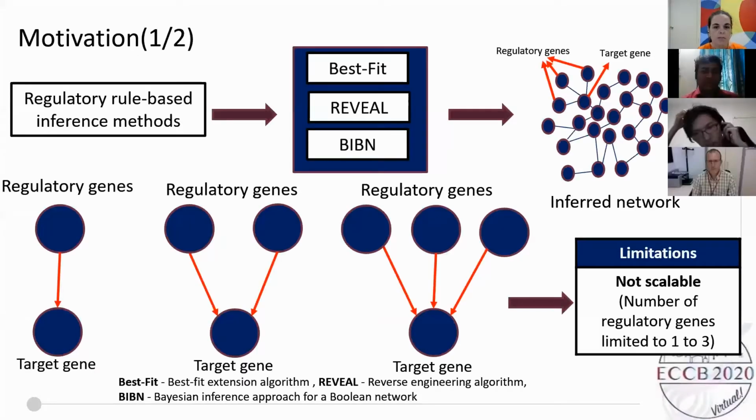Inference methods like Best-Fit, REVEAL, BIBN, and the Bayesian inference approach for Boolean networks actually limited the regulatory genes to only 1 to 3. So they are not scalable. We would like to develop a model that is scalable.